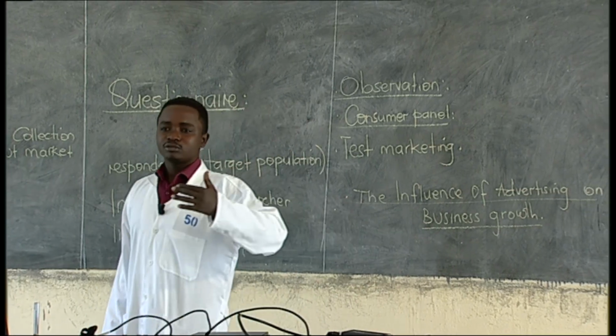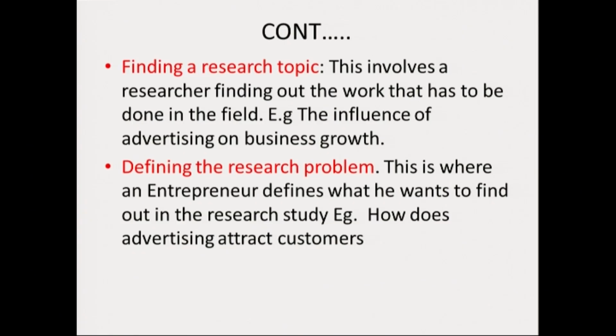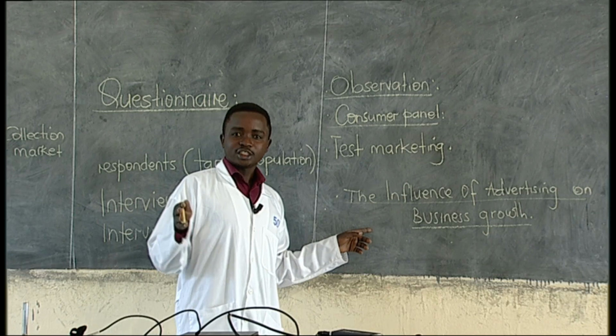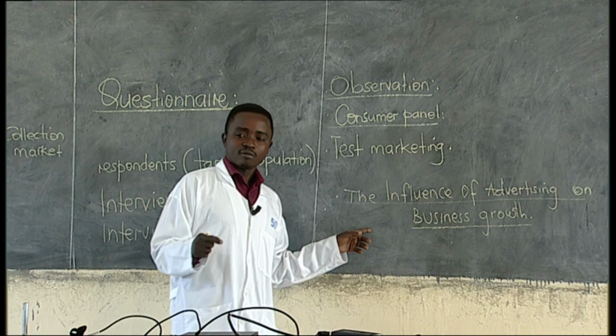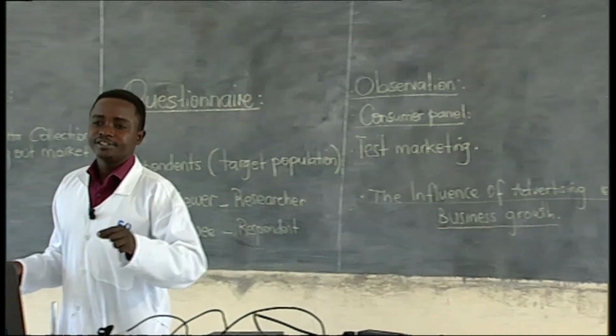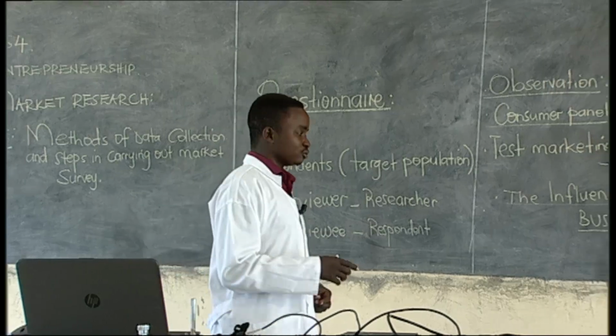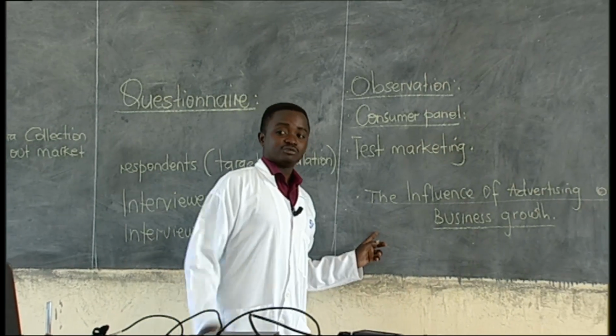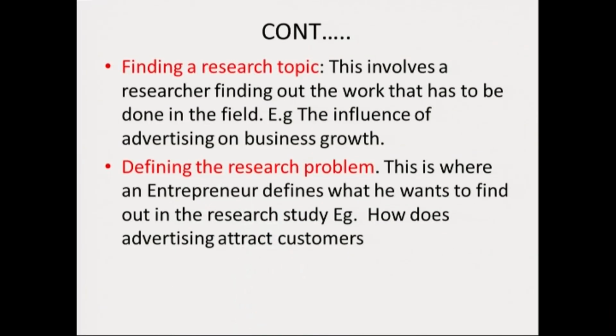So you have to find out the topic of the research. Then you define the research problem. A research problem is a research question. This will help you keep your research relevant and not go astray. A research problem, what do you want to solve? Remember, we said research is a systematic process of finding solutions to questions or problems. In research, a research question is a research problem. So this is where an entrepreneur defines what he wants to find out in the research study.